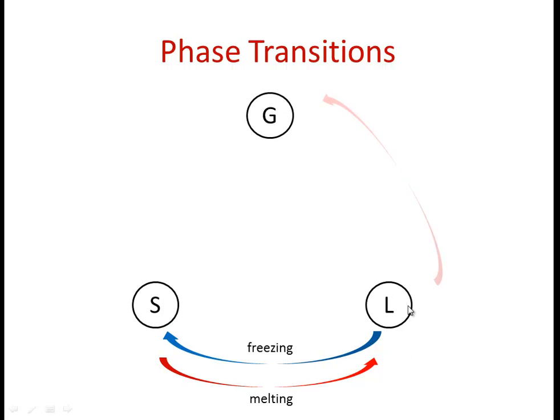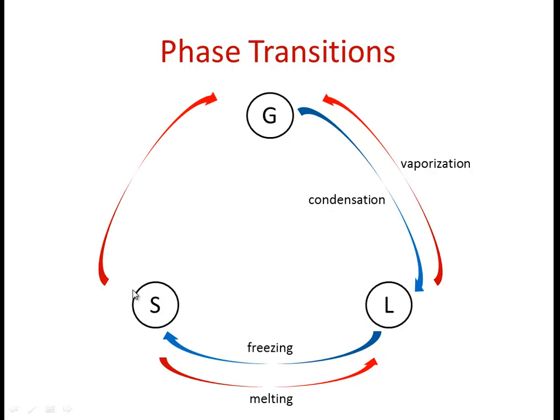Now, to go from liquid to gas, again, takes an input of energy, and that's vaporization. And when we get up to the boiling point of a liquid, that's what we call the boiling point. And at that point, vaporization is happening fairly rapidly. And the converse, if you want to go from a gas down to a liquid, that's condensation.